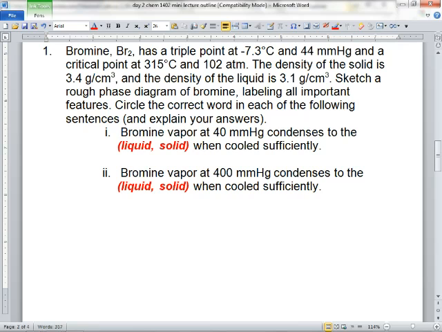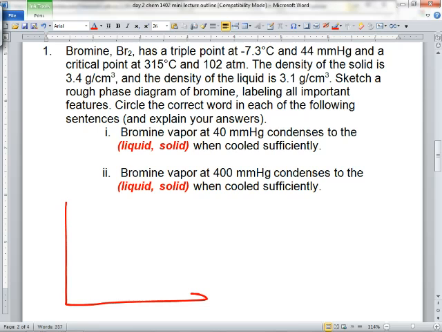They want us to predict whether this vapor condenses to a solid or a liquid when cooled. The vapor at some pressure condenses to solid or liquid when it's cooled. So in other words, we have to draw the phase diagram of bromine, and that's what all that jargon is on top. So let's get started. Let's draw the phase diagram of bromine.